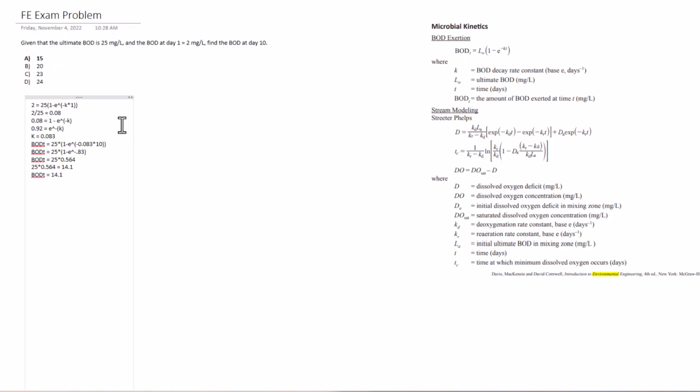So how did we solve this problem? Pretty straightforward. We used this BOD equation to find the BOD decay rate constant because we had the ultimate BOD, we had the BOD at day 1. And then we used that decay constant to then find the BOD at day 10.